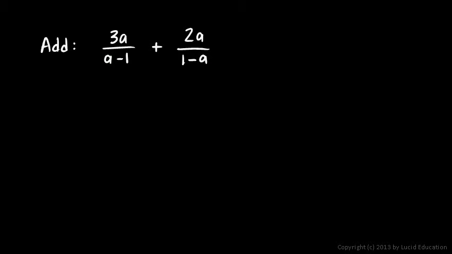We're told to add 3a over a minus 1 and 2a over 1 minus a. Now, in order to add two fractions, they have to have the same denominator, and these aren't quite the same, but they're close. A minus 1 is mathematically the opposite of 1 minus a. So to make these have the same denominator, I'm going to multiply the top and the bottom of this fraction by -1.